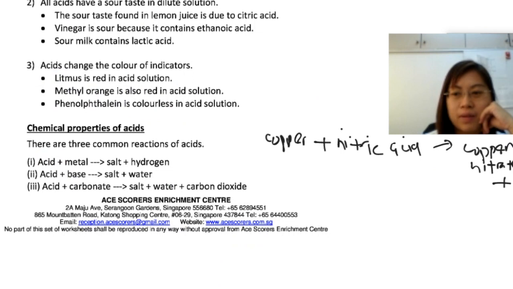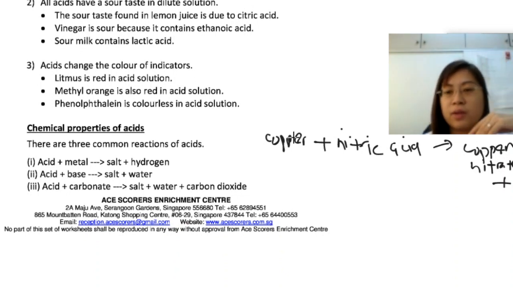just take this. So once again, this salt solution will also be a blue solution. All right, so unreactive metal will react with nitric acid in this manner. Yeah. Okay, but if you use other acids, no reaction at all.